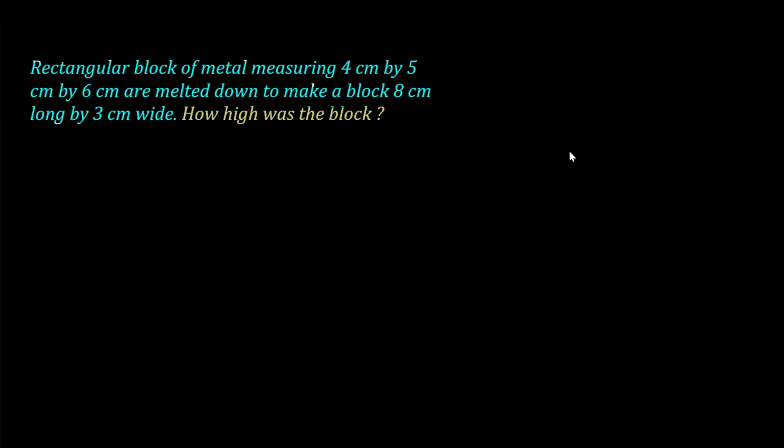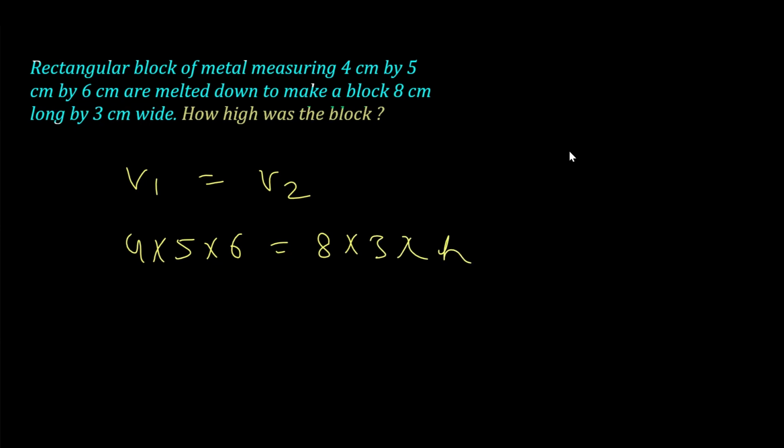So we can say that their volumes remain the same. So V1, let's say the volume of the first, should be equal to the volume of the second. So the volume of the first cuboid is what? Length into breadth into height. So 4 into 5 into 6 is equal to, for the other, 8 into 3, and say if I take the height as h.